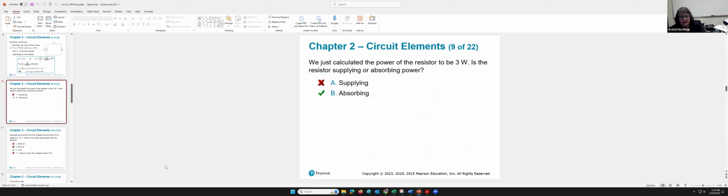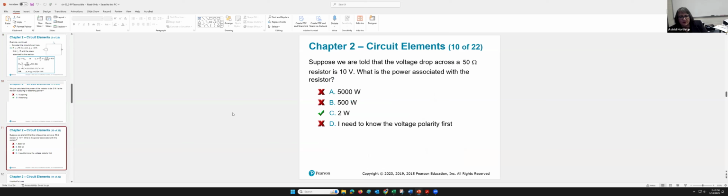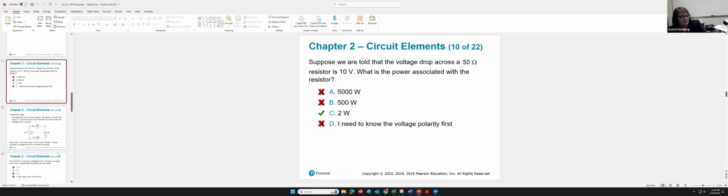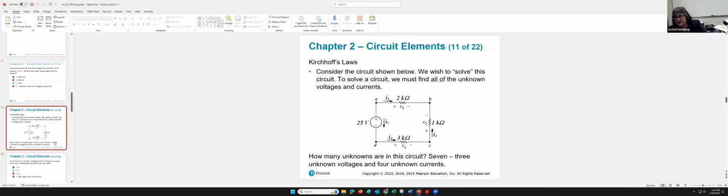What does that mean? It's absorbing for two reasons. One is because it's positive, one is because it's a resistor. So we have a mathematical reason, and we have a boots on the ground reason for why it's positive. Okay, suppose we're told the voltage drop across a 50 ohm resistor is 10 volts. What's the power? Well, you can just do that same calculation. Turns out that it is 2 watts, and you don't need to know the voltage polarity because it's always positive, because that's what a resistor does.